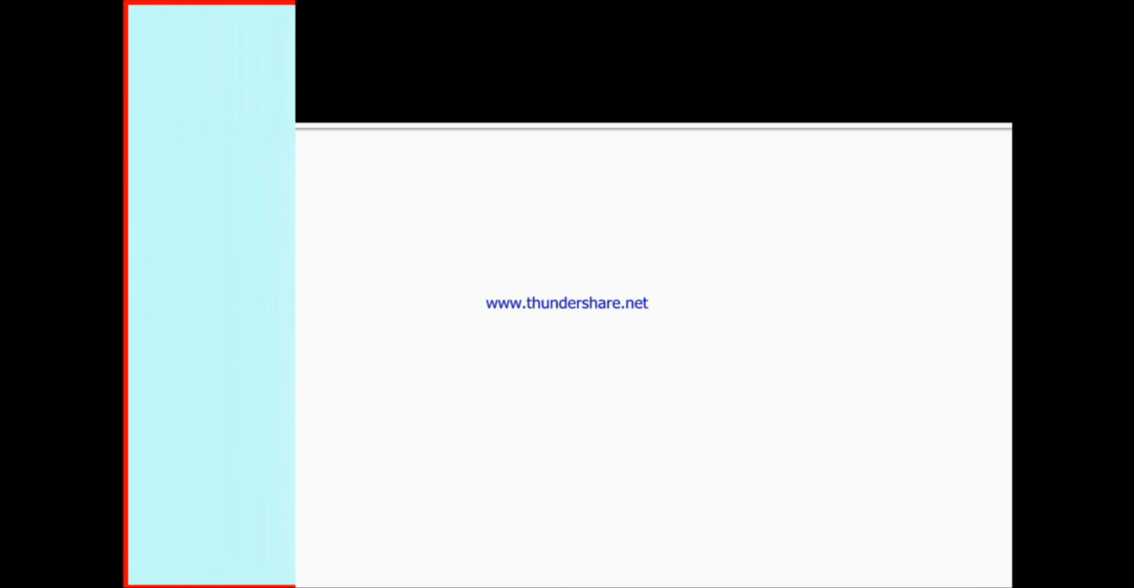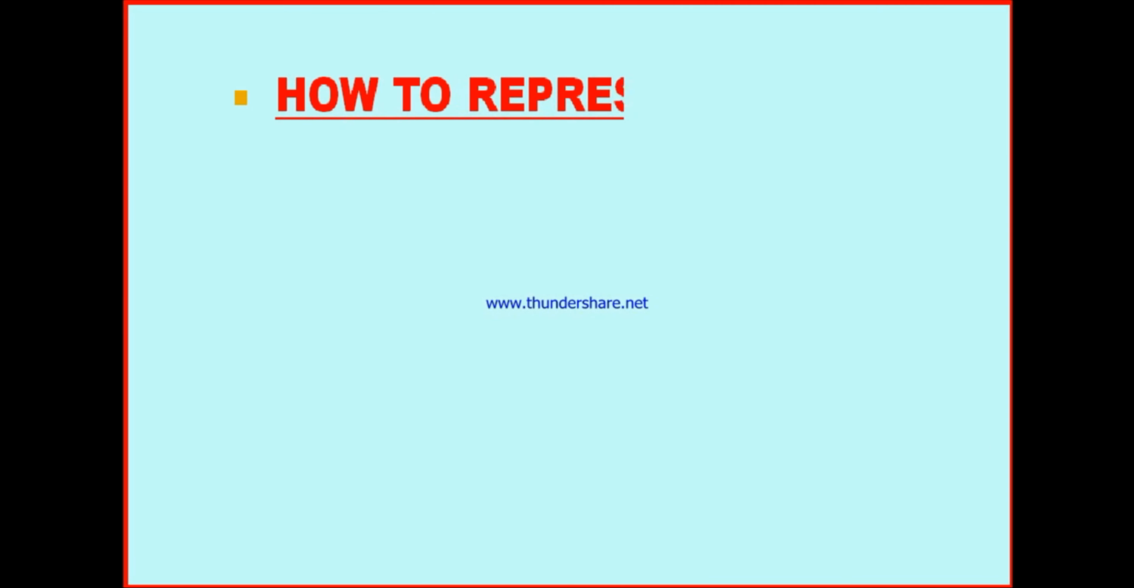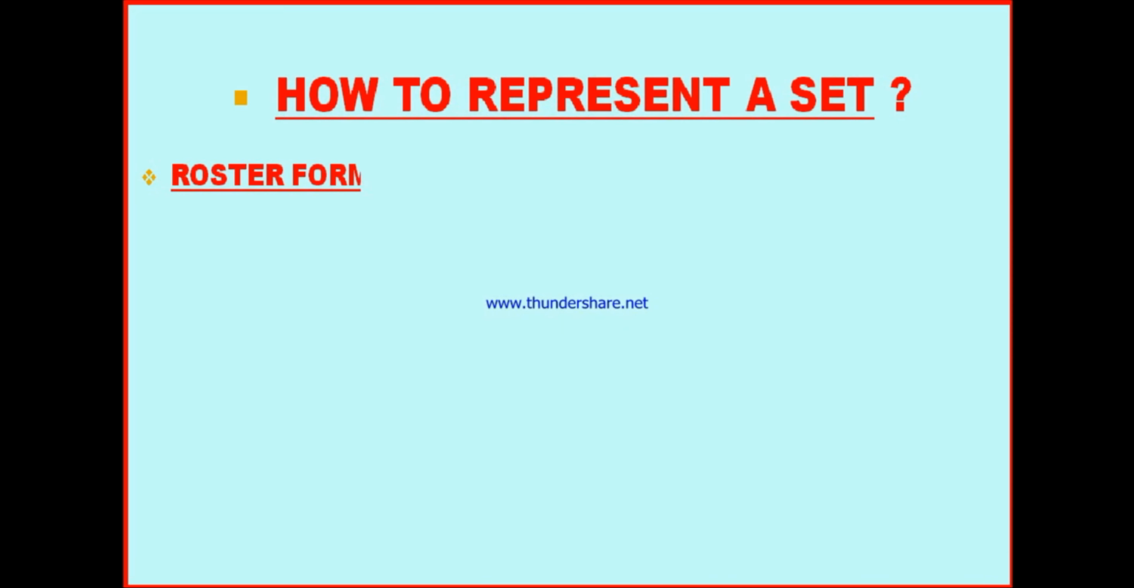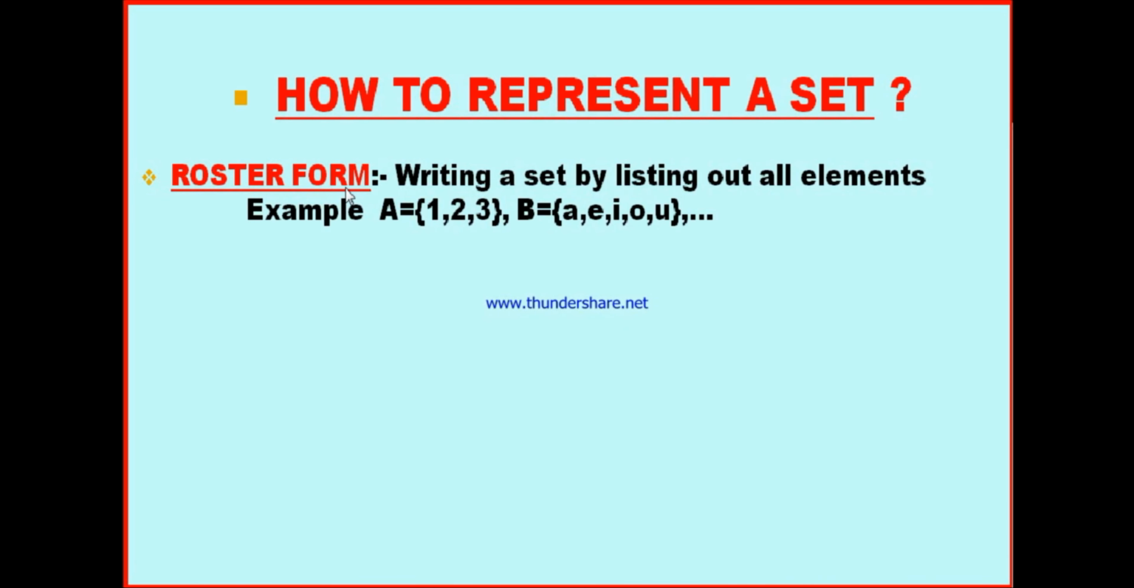How to represent a set? We know what a set is so far, and we know how to represent a set. Now, what are the different ways that a set may be represented? The first is roster form. Roster form means writing a set by listing out all its elements. It is also called list form.